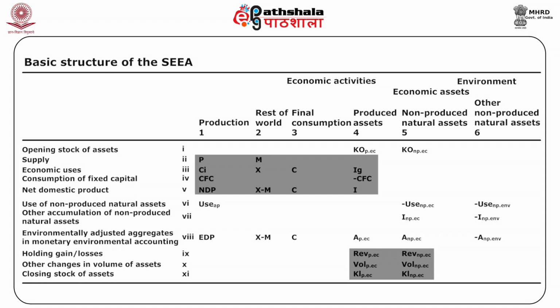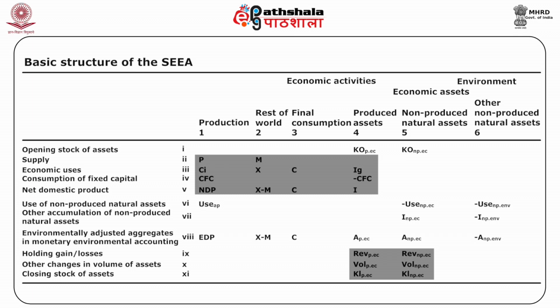Row 2 records total supply comprising domestic production, capital P, and imports, capital M. Row 3 records economic uses of total supply. A part of supply is used in further production, which is given by CI, and the balance is either exported, which is given by capital X, consumed by households or government, which is capital C, or invested, IG.